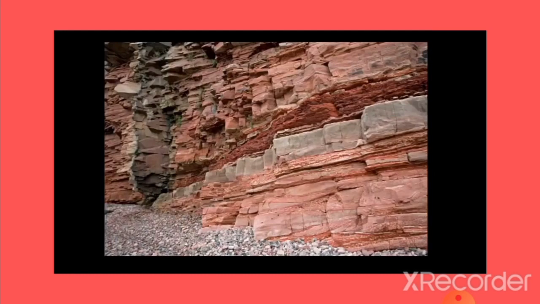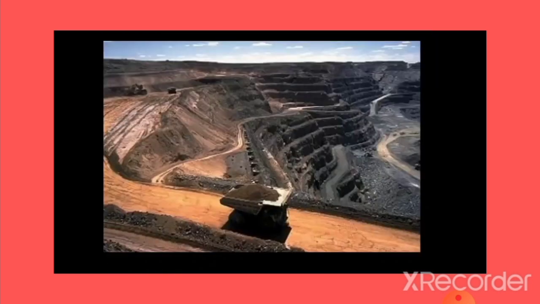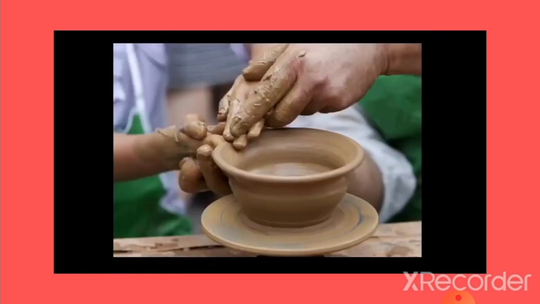Another rock type that we have been talking about is sedimentary. Examples of sedimentary rocks could include coal and clay. Coal, for example, is demonstrated at the Indiana coal mine. Clay, however, is something that can be used all around the world to make dishware and other utensils.